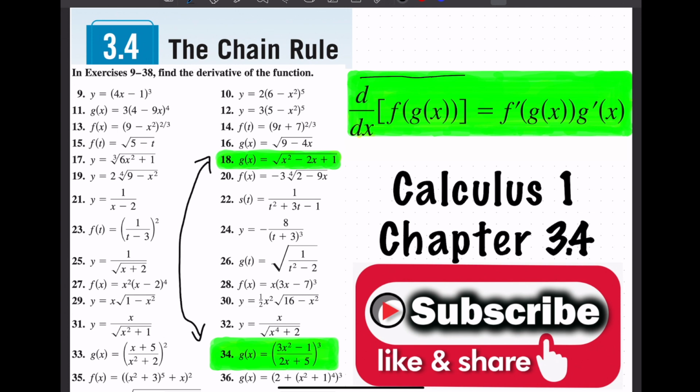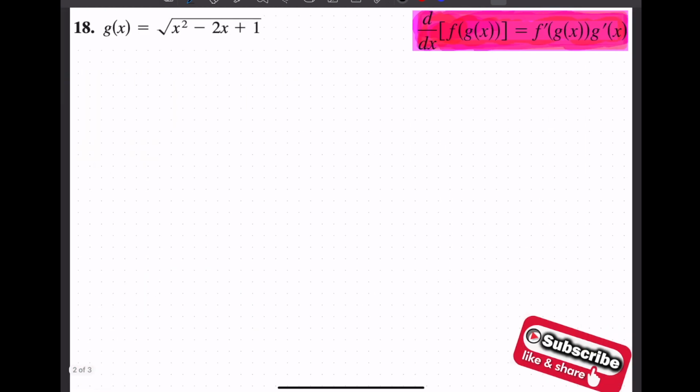This is Calculus 1, chapter 3.4. So here's our first example. We have f of x equals the square root of x squared minus 2x plus 1. Let's try to identify first our f and our g based on our chain rule definition.